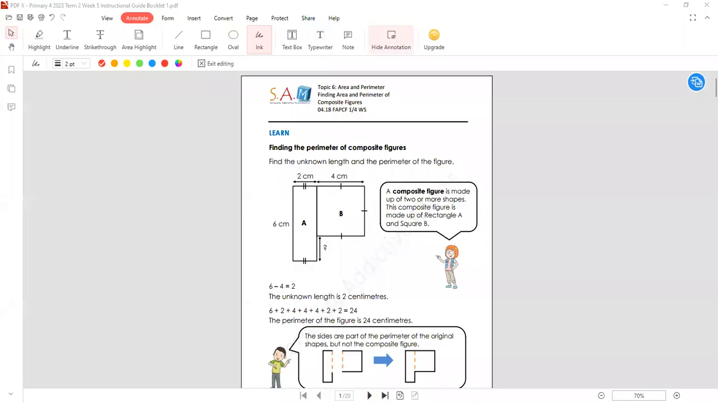Okay, this is the instructional guide for Primary 4, Term 2, Week 5. Two booklets. First one is on finding the perimeter of composite figures, and the second one is on finding the area of composite figures. So as an introduction, do get them to see a figure here.